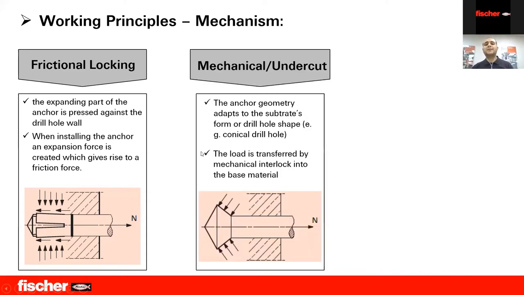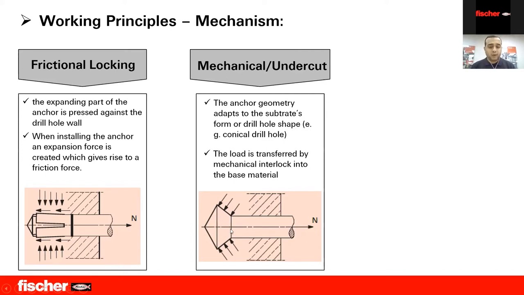The second one is the mechanical undercut, or sometimes we call it mechanical interlock, because it makes a kind of interlocking into the substrate. What will happen? We are going to drill the substrate in a way that the anchor will adapt to the opening itself in order to make that interlock. We usually drill using a special type of drill bit to make this conical shape, so the anchor will adapt and go inside this exact opening.